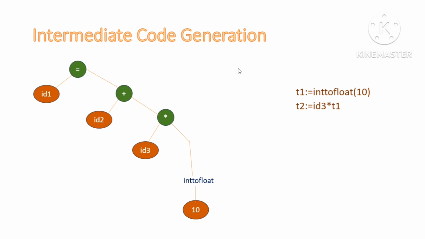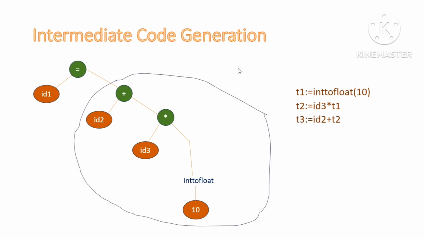Moving forward on the top, we go to plus now. When you see plus here, it is added with ID2 and the rest of the value of star here. So star is represented with T2. Now ID2 plus T2, we get the value called T3.